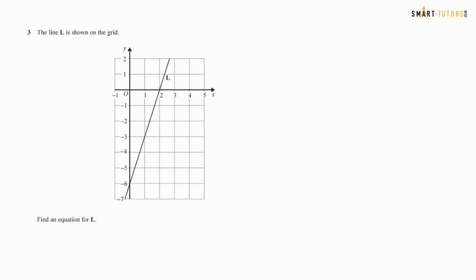Question number 3. The line L is shown on the grid. Find an equation for L. So the equation for a straight line is y equals mx plus c. m is the gradient and c is the y-intercept. The y-intercept can be found from the y-axis. In this case it is minus 6. So c is minus 6, and we need to find out m.